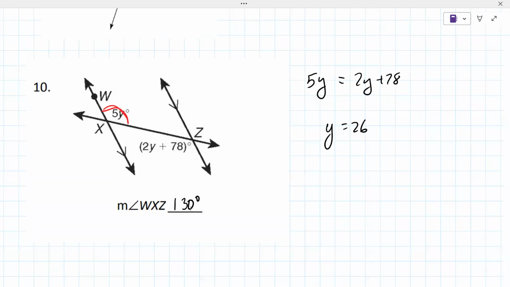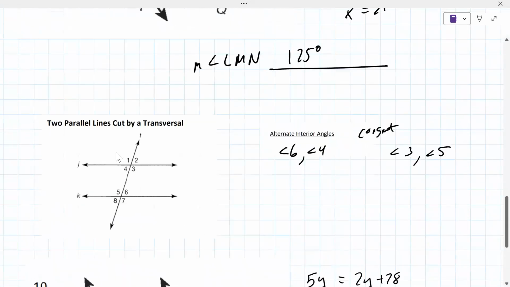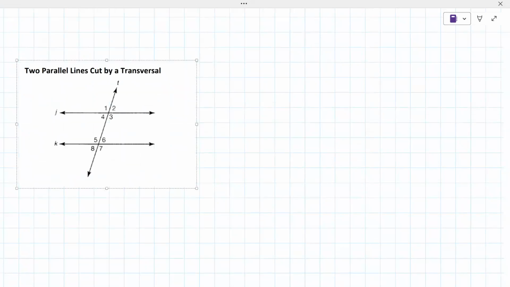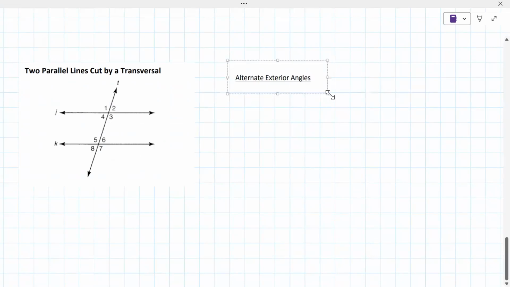All right, good job on that. So that's pretty straightforward. Let me grab this picture one more time. There's a couple more to get down in your notes. The next one is called alternate exterior angles. The idea is that this is the interior, and then both of these on the top and the bottom are the exterior. Do you remember that from class? Yeah. Okay.